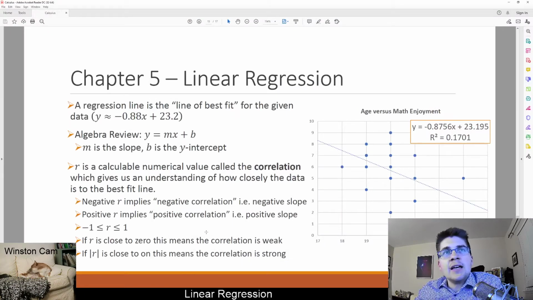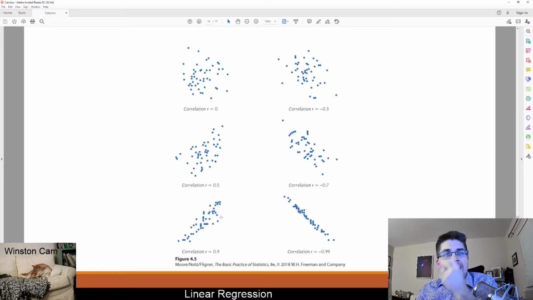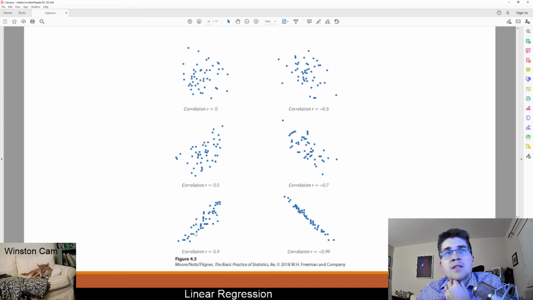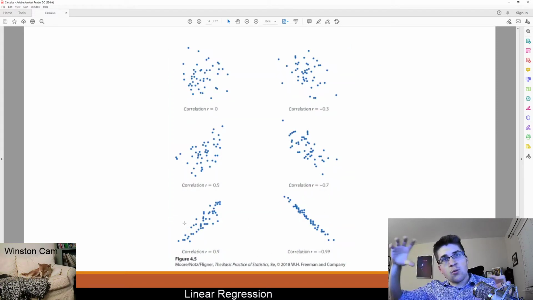This is one of the slides we looked at, and it was actually from our text. It makes it a little bit easier to see what this calculation actually comes out with. When it's closer to the value of 1, like in these last two diagrams, you're going to see data that's all relatively linear, on a free-flowing line.